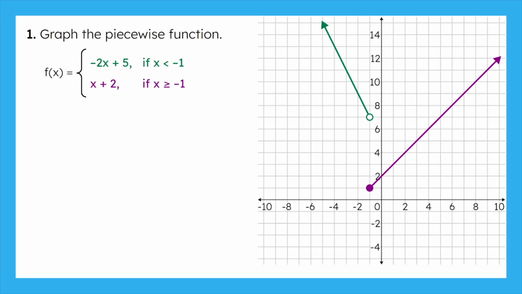For any value of x that's less than negative 1, the output is determined by the subfunction negative 2x plus 5, and for any x value greater than or equal to negative 1, the output is determined by the subfunction x plus 2.